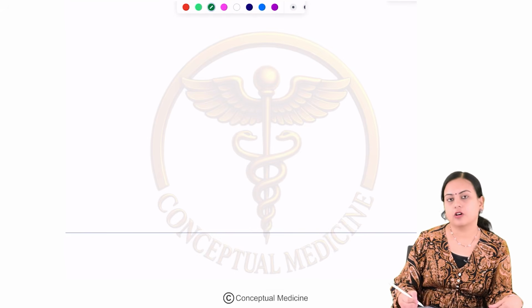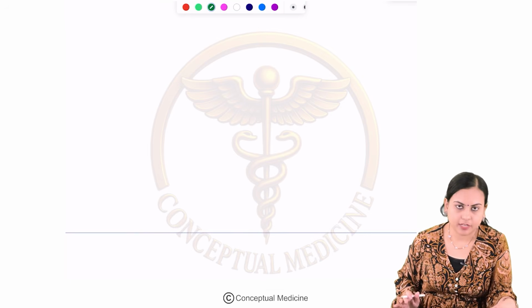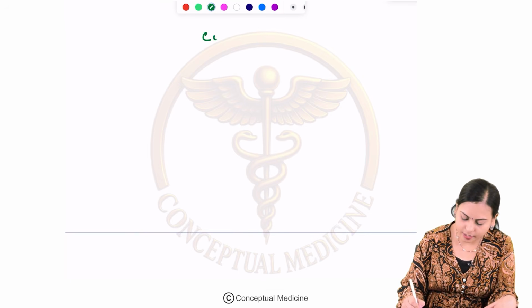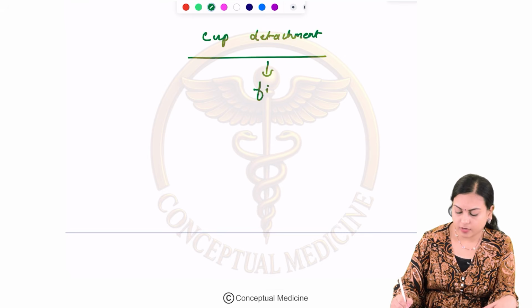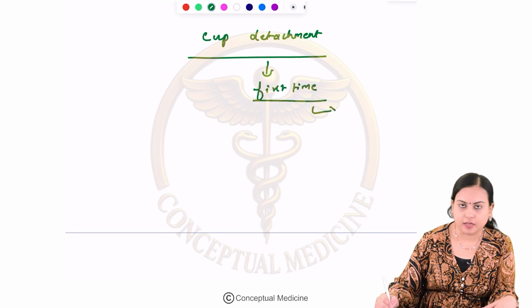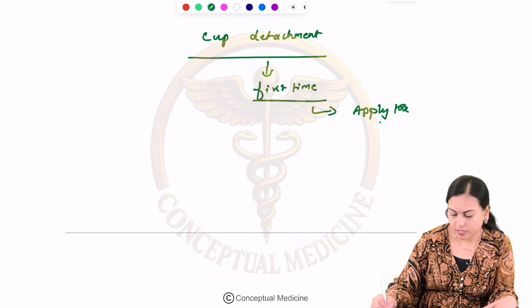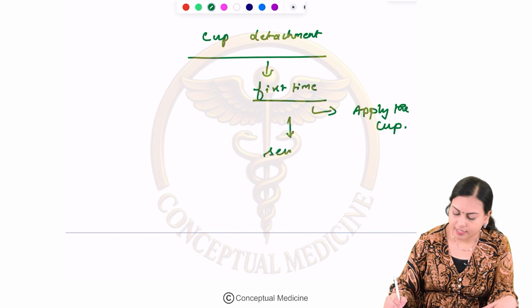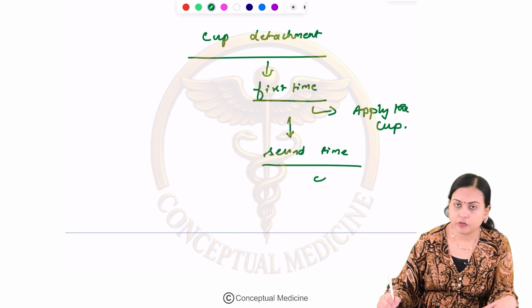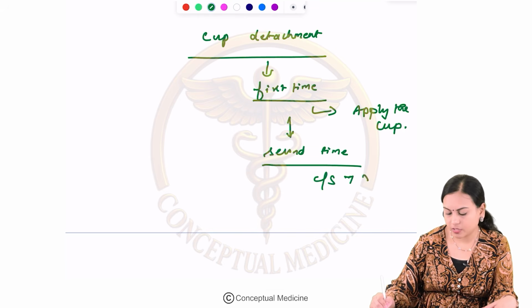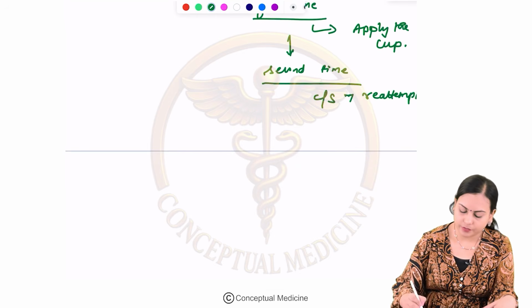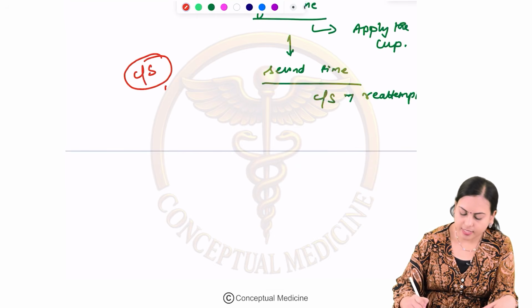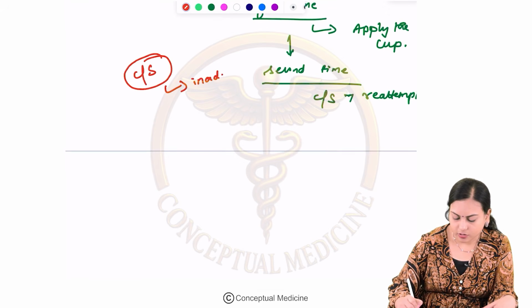So, we have to know if there is a need for reapplication of cup. If there is a cup detachment for the first time, you can reassess and apply the cup. But if there is a detachment for the second time, better to go for cesarean section than to reattempt. Reattempt can be tried only when the other conditions are very favorable. And remember, cesarean section is necessary when there is inadequate descent or rotation as well.